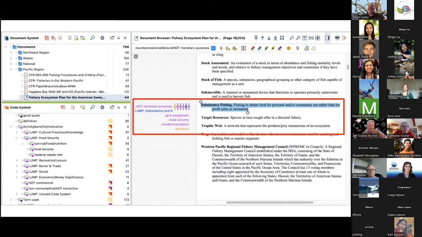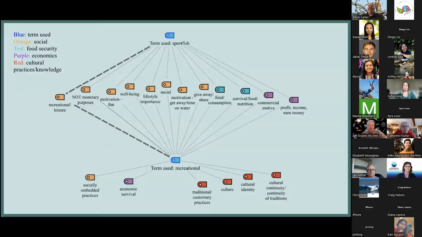So this is one example of a segment of text that I coded to look for patterns in. This is the definition of subsistence fishing in the Fishery Ecosystem Plan for American Samoa. It defines subsistence fishing as fishing to obtain food for personal and or community use rather than for profit sales or recreation. So when reading that definition, I attach the codes subsistence fishing, not monetary purposes, giveaway share, food security, and food consumption, all of which are brought up in the text itself. This is essentially just a quick example of what I was doing with all of the documents and all of the times that any of the terms related to non-commercial fishing were brought up.